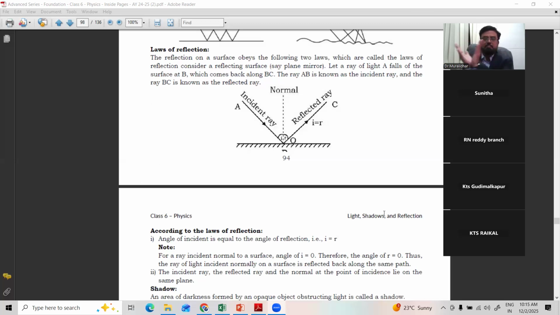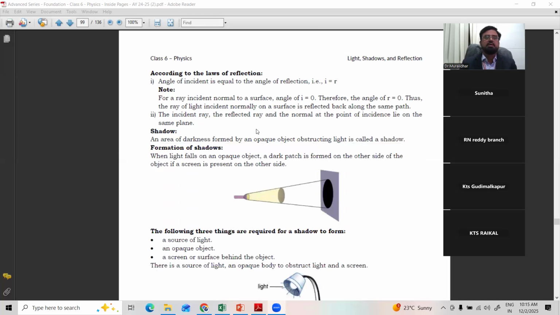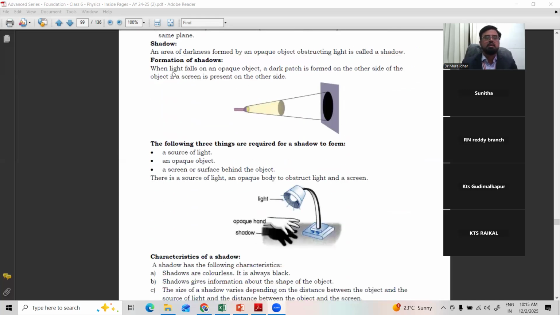And all three are in the same plane. You can see the normal is always in the middle. On either side of the normal, there is the incident ray and the reflected ray. Left side incident ray, right side reflected ray. Clear? That is all three laws together called the laws of reflection. That is given here. Now we enter another interesting word, shadow.